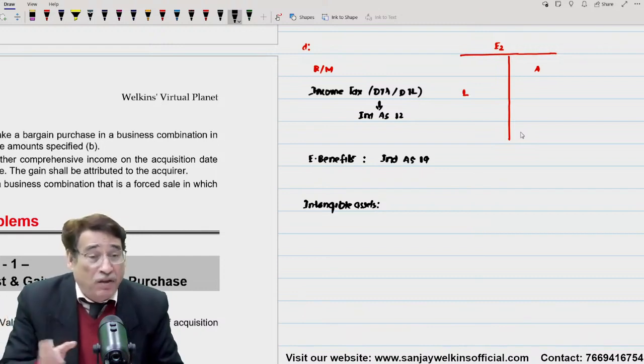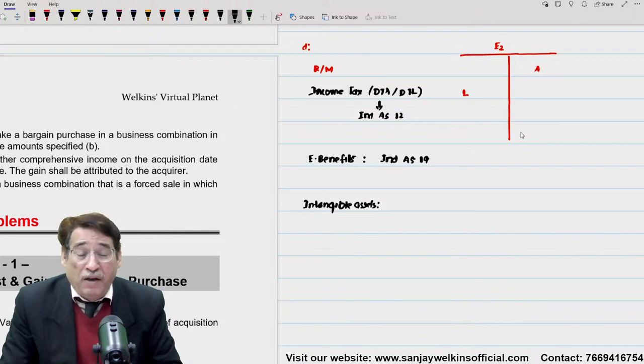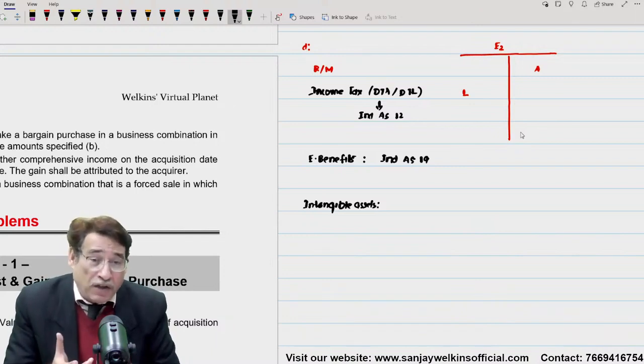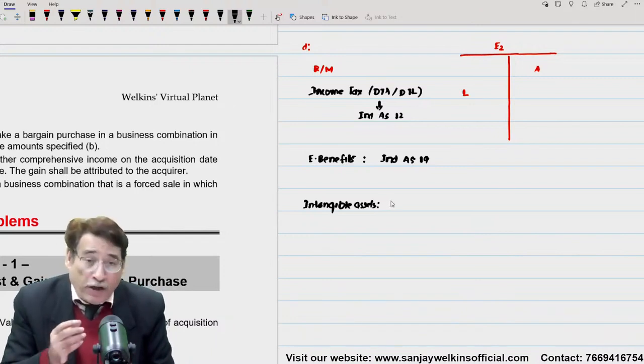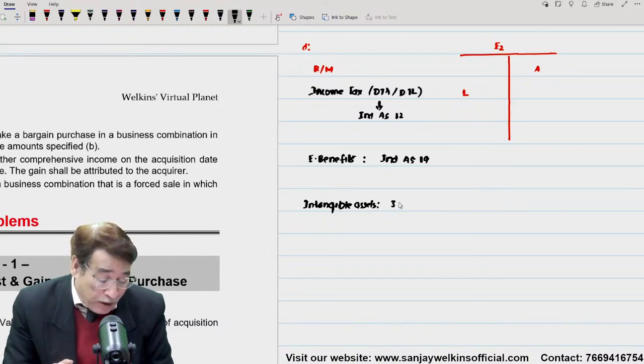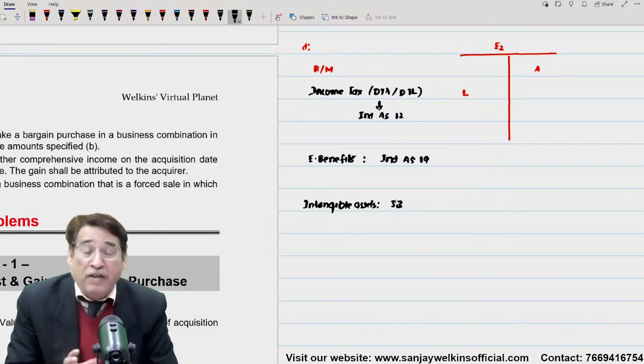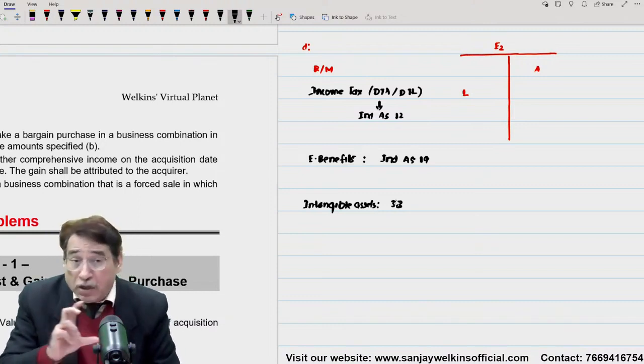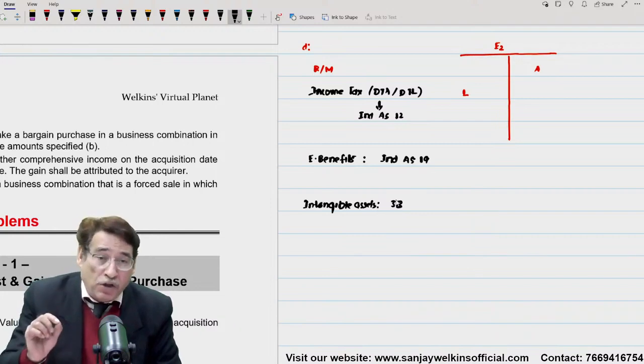Is it clear to you? Then you will have to recognize that. That is the point which you need to understand. So intangible asset, provided they meet the separability criteria of Ind AS 38, then you will have to recognize that. These three items become exceptions to recognition and measurement.